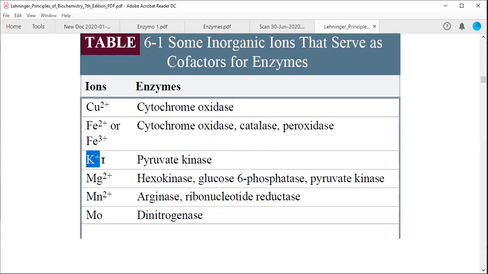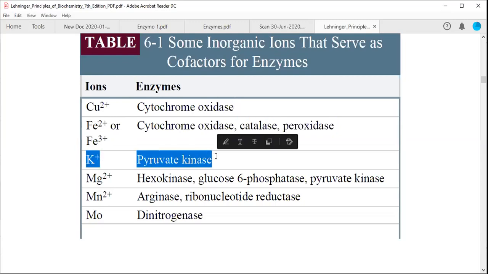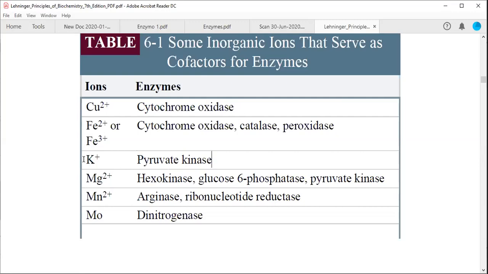K+, this question was asked in last year's CSIR, I do not remember the year, but I think 2017 or 18. This K+ is required for pyruvate kinase in the glycolysis pathway. Most of the enzymes in the glycolytic pathway, for example hexokinase, glucose 6 phosphate, and pyruvate kinase, which require this K+ ion, can also catalyze the reaction in the presence of magnesium ions.